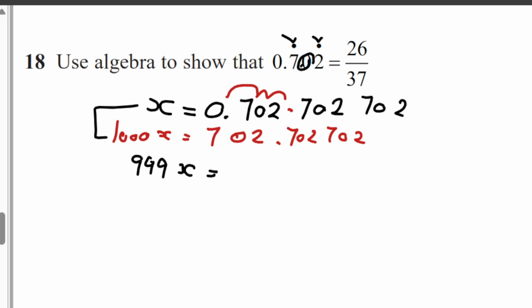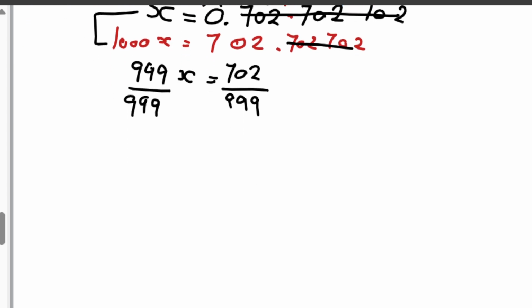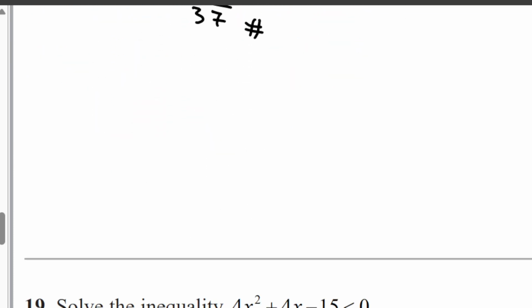Now to get just 1x, we do 1000x minus x, which is 999x, equals 702 minus 0, which is 702, and because the repeating parts look similar, this will cancel this. Now to find just x, we divide by 999, and now this fraction is similar to that fraction. 702 divided by 999 is 26/37, and that's how you proved this answer. You got the 2 marks.